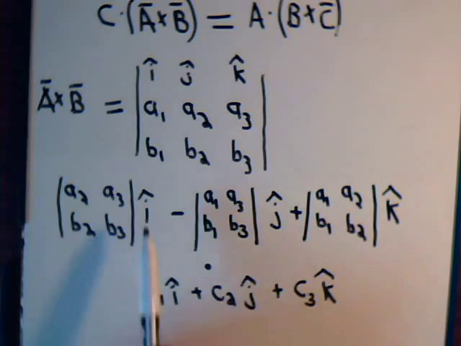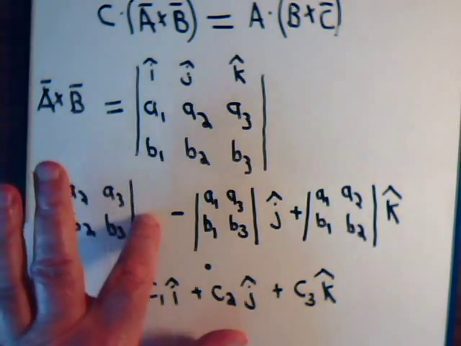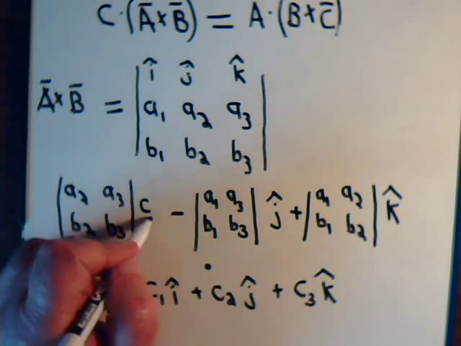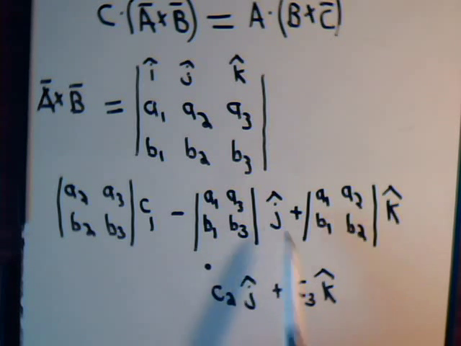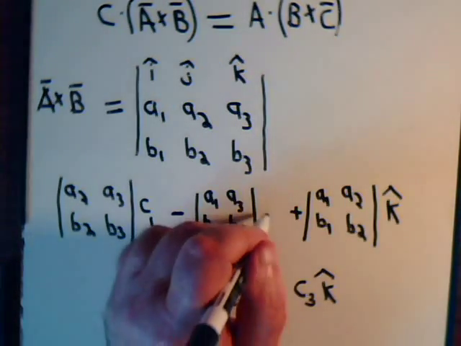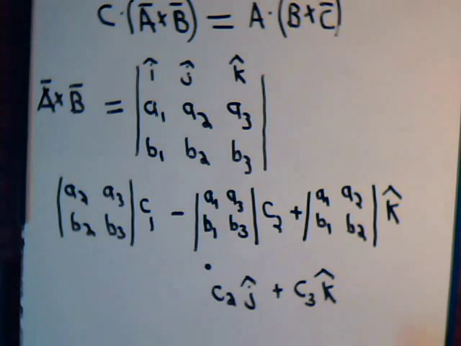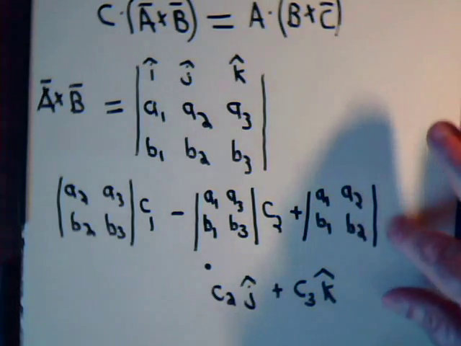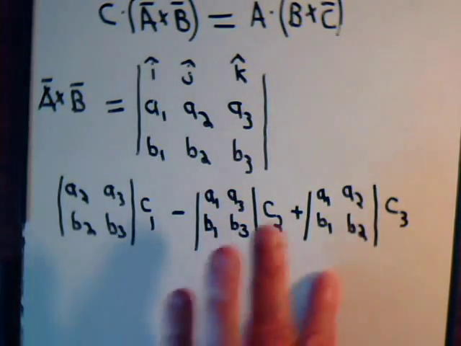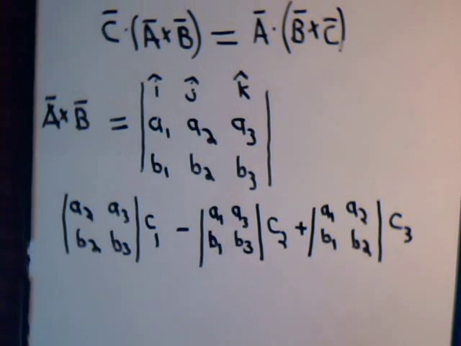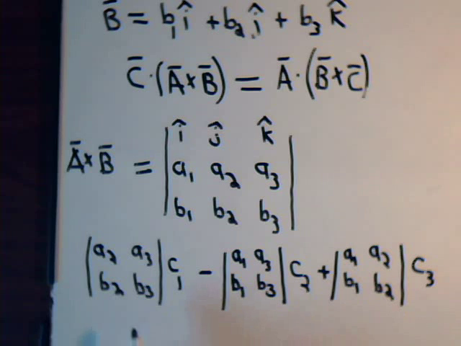Now when we take this dot product, there is vector C in component form. We'll have I dot I, that's 1. So we'll have C1 times this. Then J dot J, that's 1. Of course, all these are mutually perpendicular, so J dot K is 0. But J dot J is 1. So we'll have C2 times this, and then K dot K is 1, so we'll have C3 times this. So when we take C dot A cross B, we have this expression.